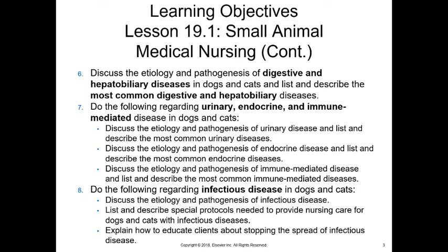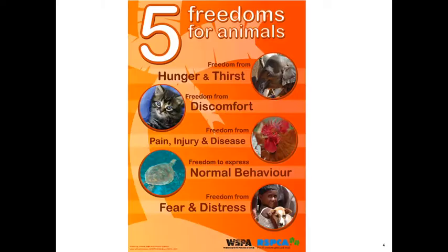We will have a separate class that goes along with our comparative anatomy and physiology, talking about the diseases in more detail. So why do we do this? There are 5 freedoms that we want for animals. Freedom from hunger and thirst, freedom from discomfort, freedom from pain, injury, and disease, freedom to express normal behavior, and freedom from fear and distress. So really working and being an advocate for animals means that you want these 5 freedoms for them.